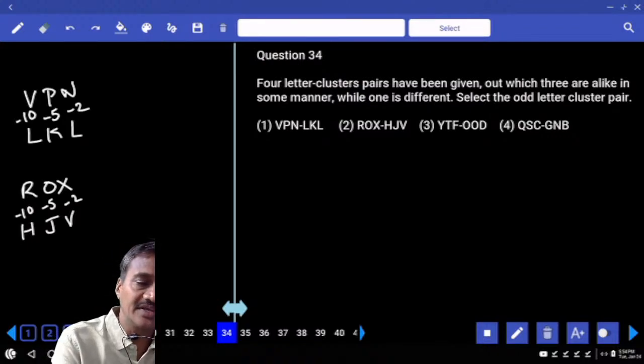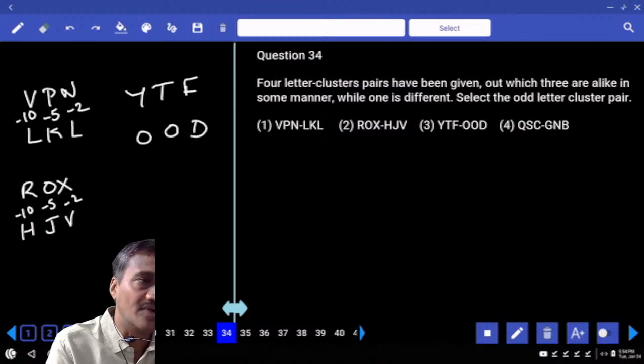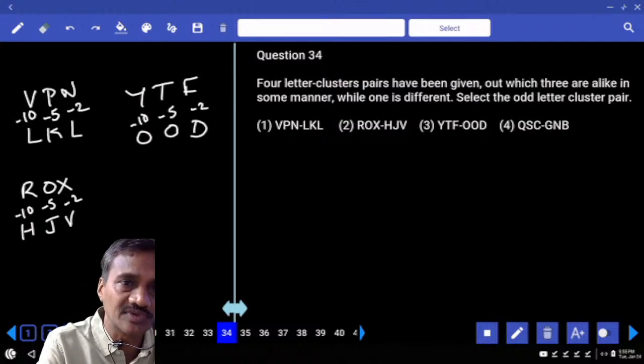Then YTF, and what is the next one we have? OOND. YTF, OOND. Y and O, tell me what is the difference? 25 and 15, the difference is minus 10. Again 10 and 5, the difference is minus 5. And 6 and 4, 2. So it's minus 10, minus 5, minus 2.